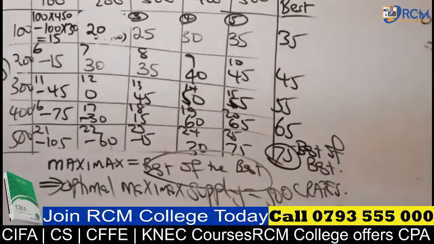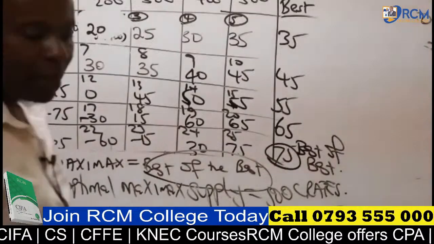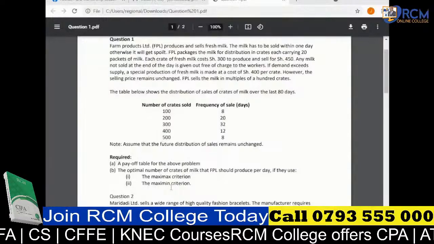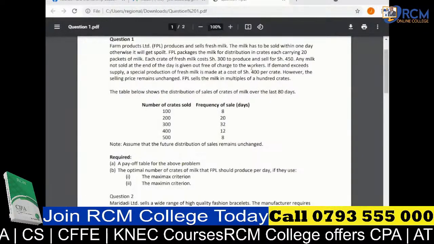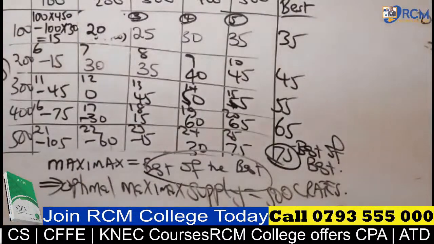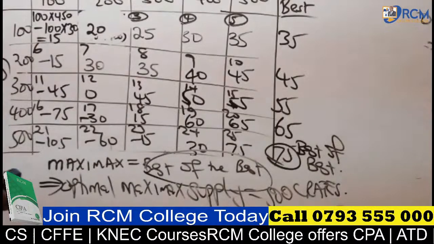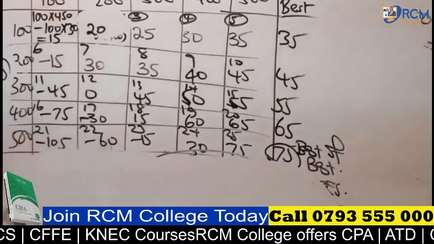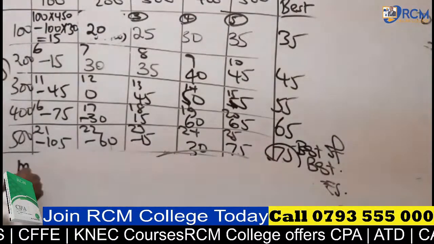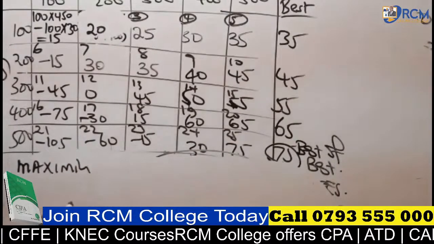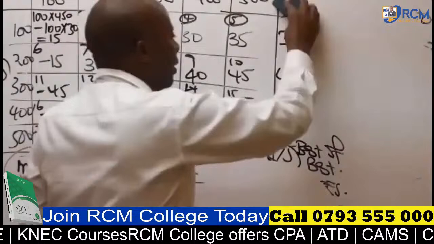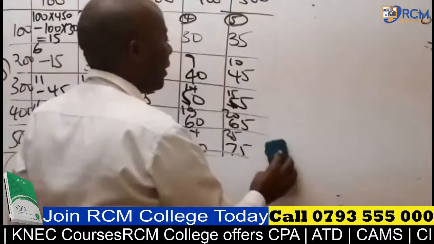That is maxi-maxi. And then, ladies and gentlemen, the last one here is the Max-Mini criterion. For Max-Mini criterion, what do we have here? I know that Maxi is best. What I'm supposed to do is to create a column here for worst.